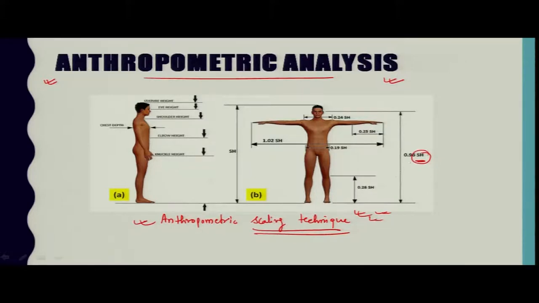So, let us say stature height is defined as 1800, and now you have to predict the mean standing elbow height.